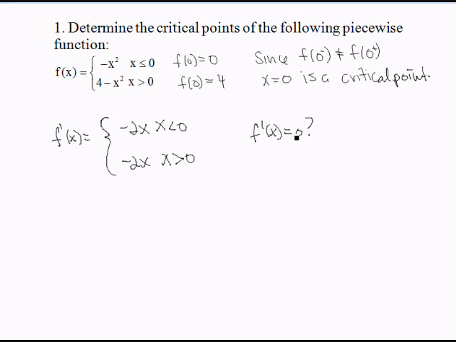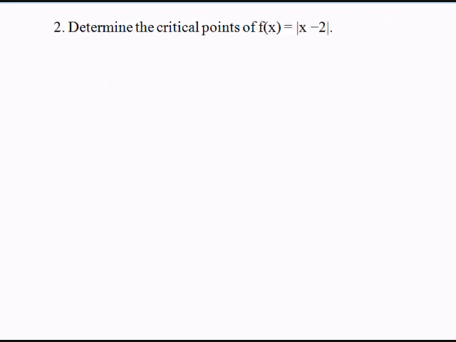for any points here? Well, both have the same derivative, so negative 2x equals 0, so therefore x equals 0. But since we've already determined that x equals 0 is a critical point because the function is not continuous at x equals 0, it's redundant to say that 0 is a critical value. So therefore, our only critical number of this piecewise function is equal to 0.